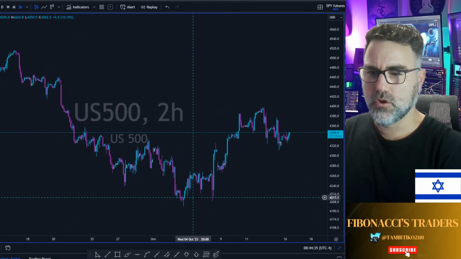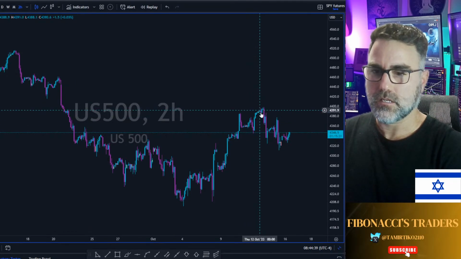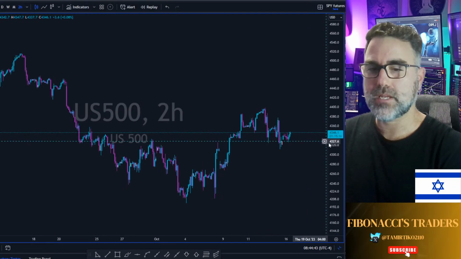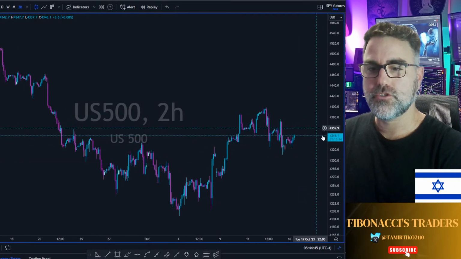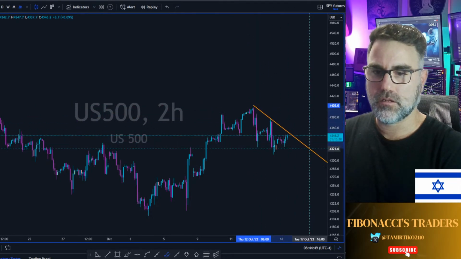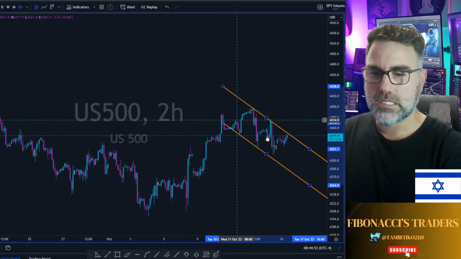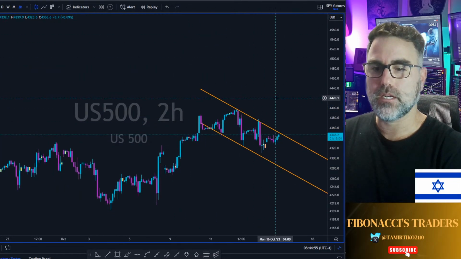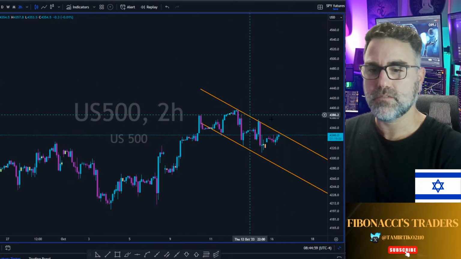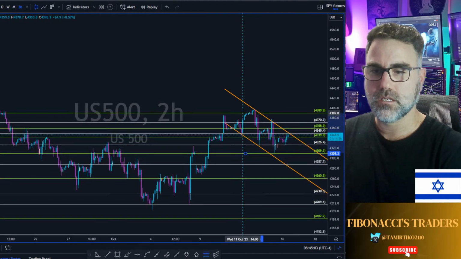Lower highs, lower lows, higher lows, higher highs, lower highs, lower lows. So it all depends on the time frame that you are trading. What do you see here? Downtrend channel. You don't go long as you are in a downtrend. We need a break, close above this downtrend channel, and then you can take Fibonacci.